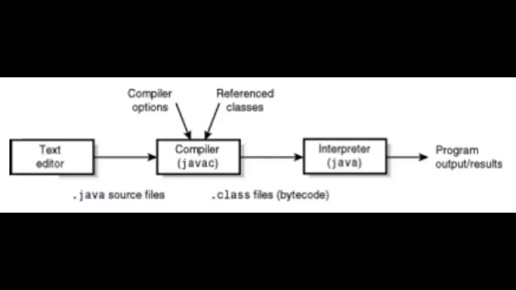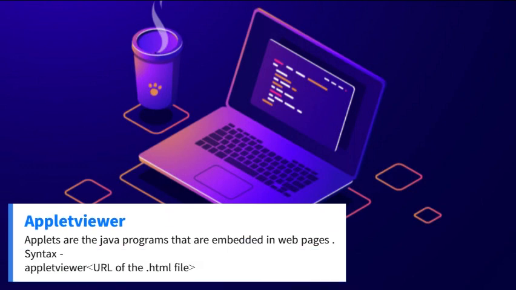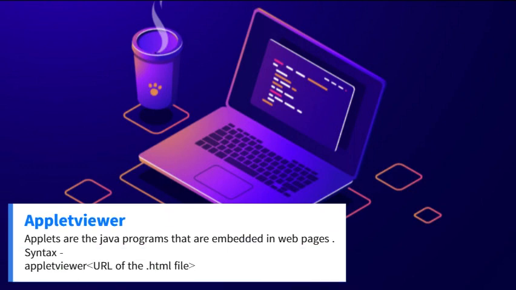Then we see third JDK tool of Java, the Appletviewer. Applets are the Java programs that are embedded in web pages. You can run applets using a web browser. The Appletviewer lets you run applets without the overhead of running a web browser. You can test your applets using the Appletviewer. The following is the syntax of Appletviewer and URL of the .html file.